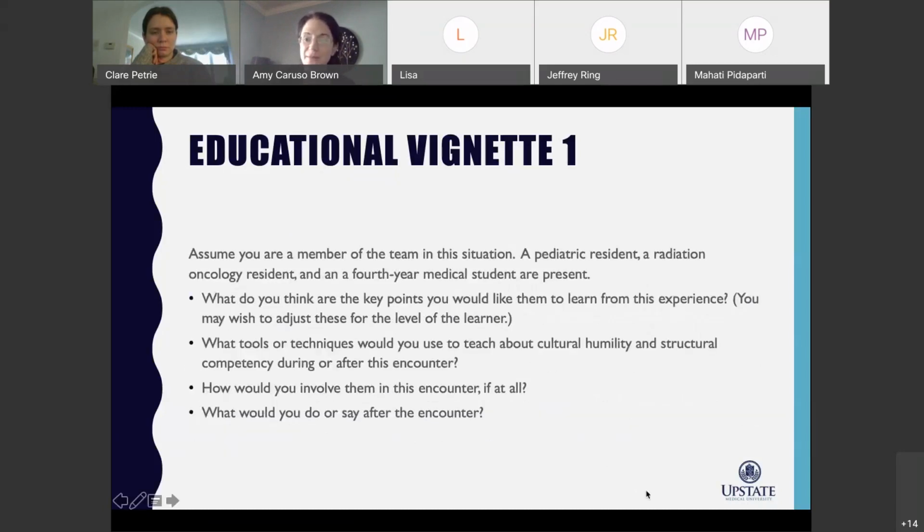So assume you're a member of the team in this situation. There was a pediatric resident present, a radiation oncology resident, and a 4th-year medical student. What are the key points that you would like them to learn from the experience? Thinking about this case, what would you want a learner to take away? There's lots of possible answers.